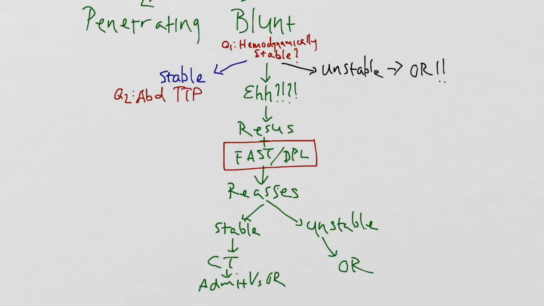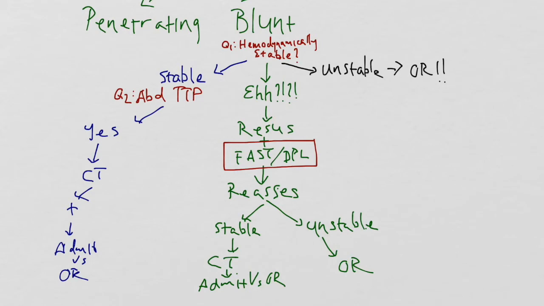Now let's focus on the patient who's hemodynamically stable. The next question to ask yourself is, is there any abdominal tenderness or peritoneal signs on exam? If the answer to that is yes, then the patient should undergo a CAT scan. If the CAT scan is positive, then the decision's easy. The patient should probably be admitted, and if necessary, can be taken to the OR for definitive management.